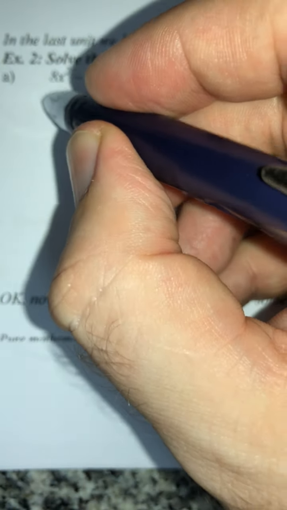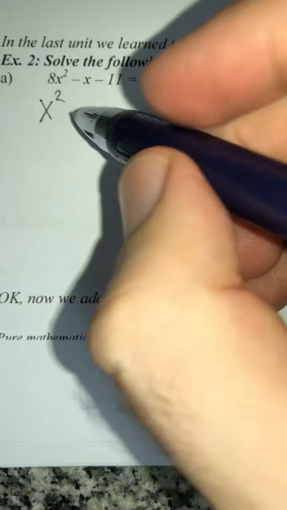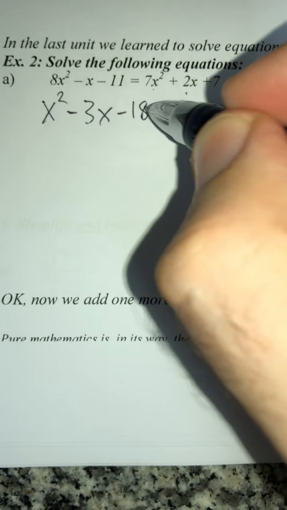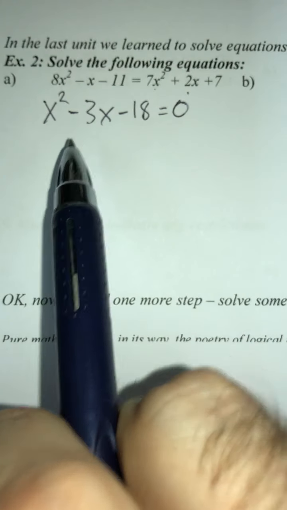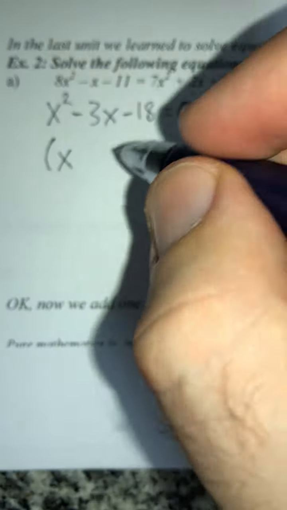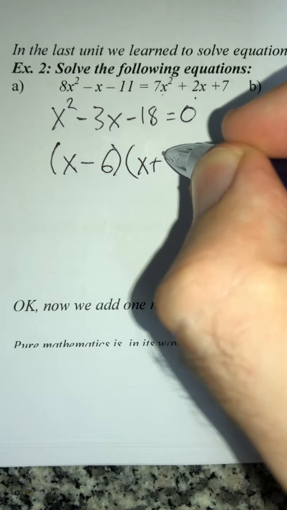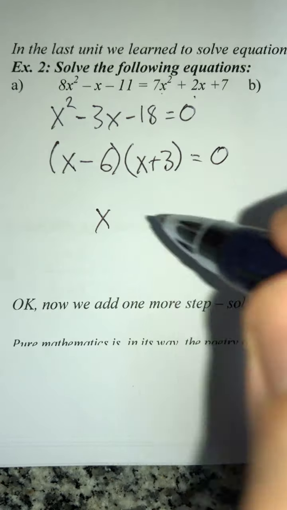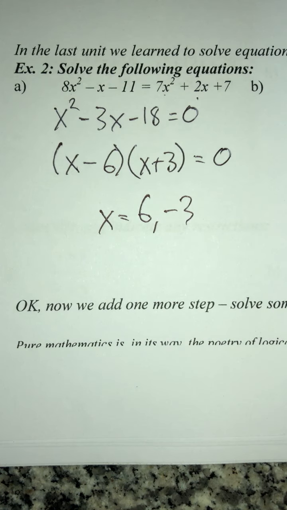By subtracting, I'll get x squared on this side, and because I minus 2x, this will give you minus 3x here. Minus 7, so we'll get minus 18 equals 0. Now I need two numbers that add to negative 3, multiply to negative 18. So that is x minus 6, x plus 3 equals 0. And then now you know how to do this. It's either 6 or negative 3. So that's how you solve that.